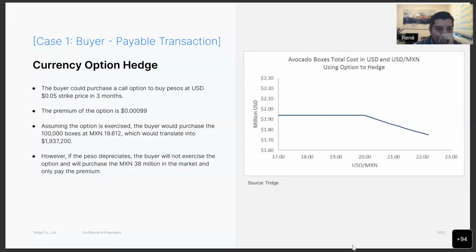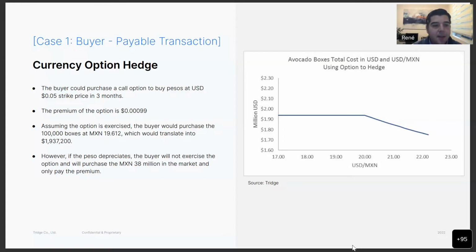Now, finally, let's see another way of hedging: using a call option to purchase pesos. Let's review. An option is a contract that gives you the right to purchase or sell a specific currency on a specified amount of time at a specified exchange rate and price. This only gives you the right, not the obligation as the forward. The forward is an obligation, it's a contract. The option is a contract for the right to actually buy or sell that currency.